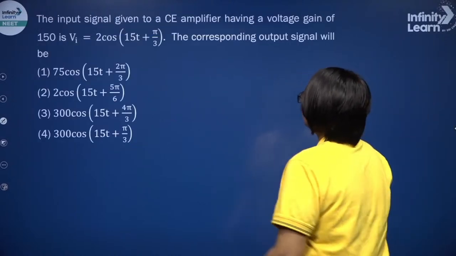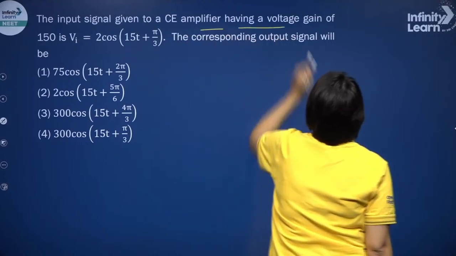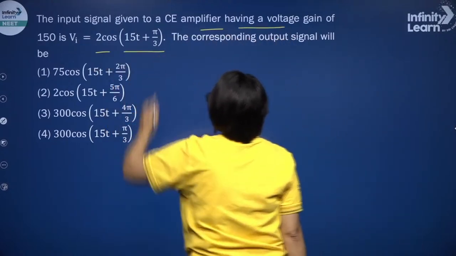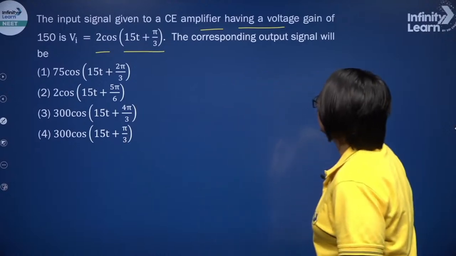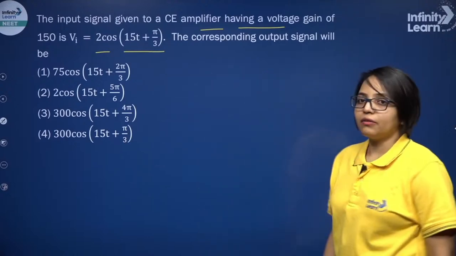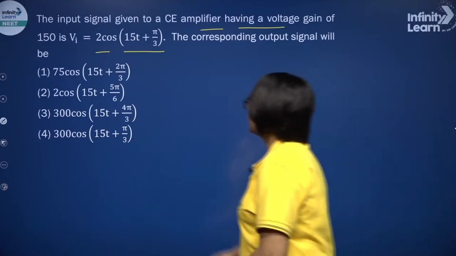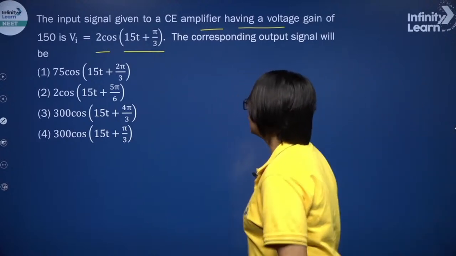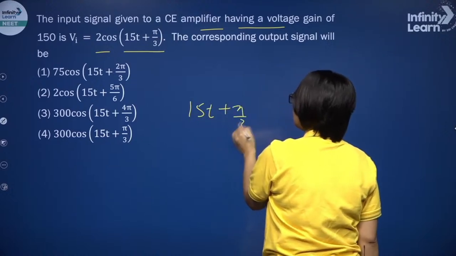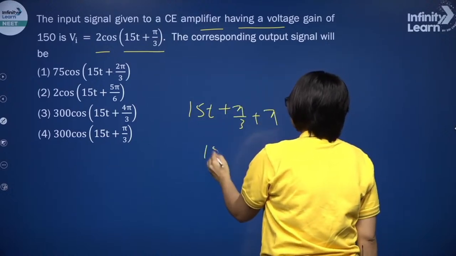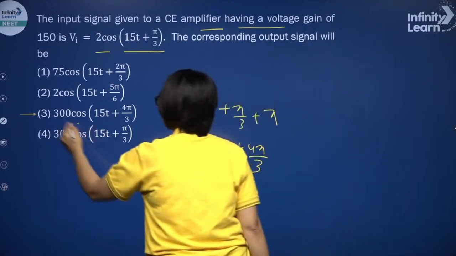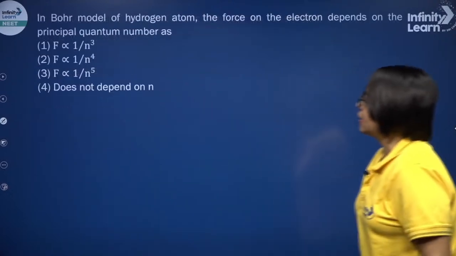Next is this one. The input signal given to a common emitter amplifier having a voltage gain of 150 is given as 2 cos(50t plus pi by 3). The corresponding output signal will be? The output signal will have a phase difference of pi. So over here, the phase will be 50t plus pi by 3 plus pi. So it is 50t plus 4 pi by 3. So the correct answer is option 3. Next is this one.